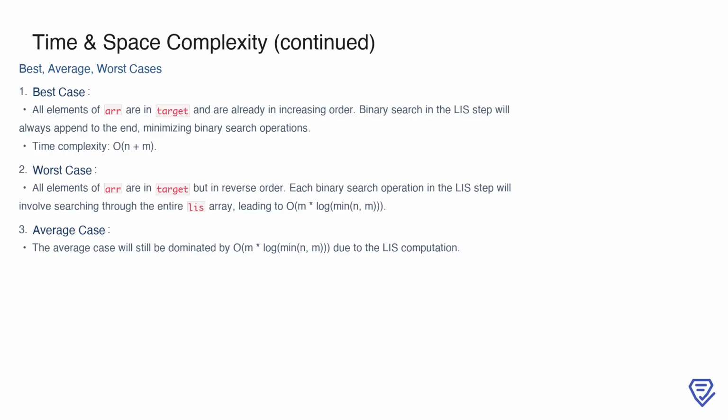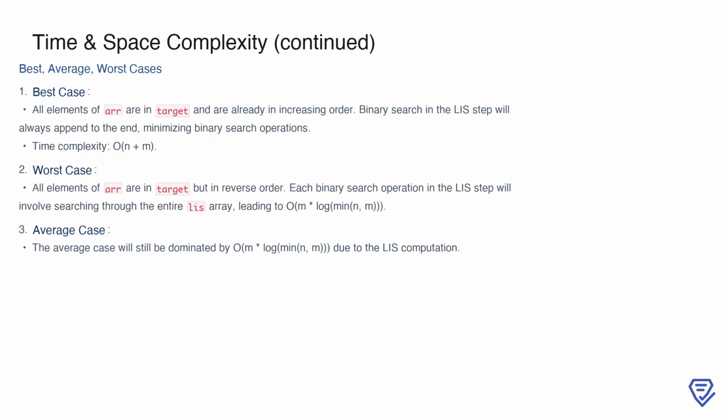In the best case, all elements of ARR are present in target and are already in increasing order. Here, the LIS step only appends to the end of the sequence, minimizing binary search operations. This results in a time complexity of O(n + m). In the worst case, all elements of ARR are in target but in reverse order, requiring the LIS step to perform binary search over the entire sequence for each element. This leads to the maximum time complexity of O(m log min(n, m)).